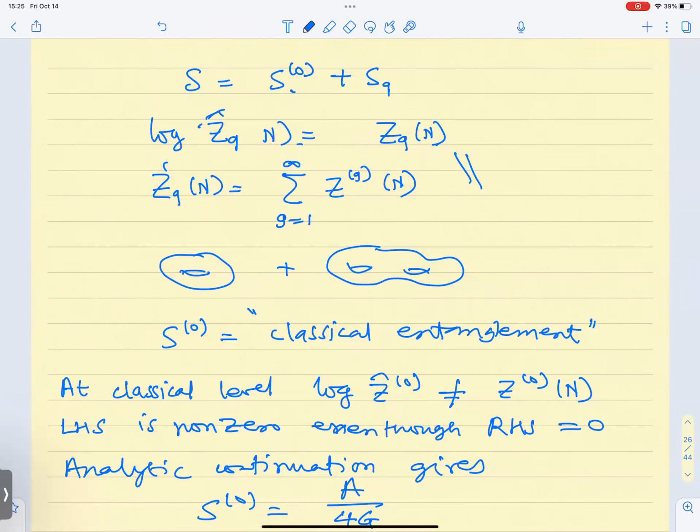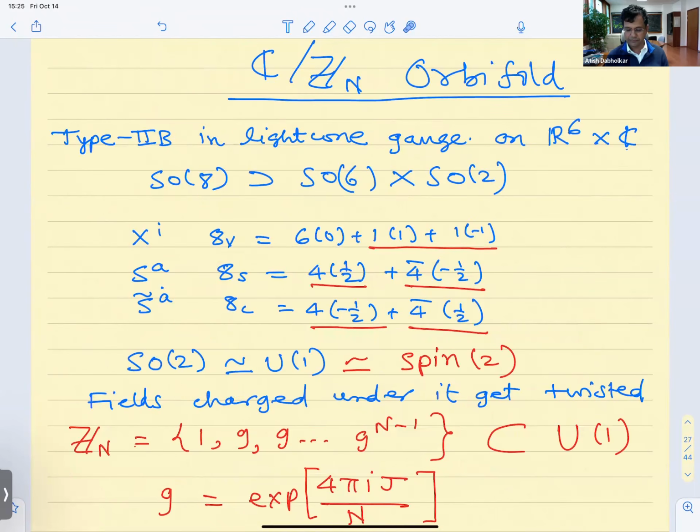So let's first discuss the orbifold, C mod Z_n orbifold. Let's take type 2B theory in light cone gauge. In light cone gauge, you have R8, but you write it as R6 cross a complex plane. In other words, the SO(8) rotations you divide as rotations in R6 and rotations on the plane, SO(2), but it's really U(1). The beauty of string theory is that this horrendous calculation with an infinite number of space-time fields reduces to a rather simple worldsheet calculation.